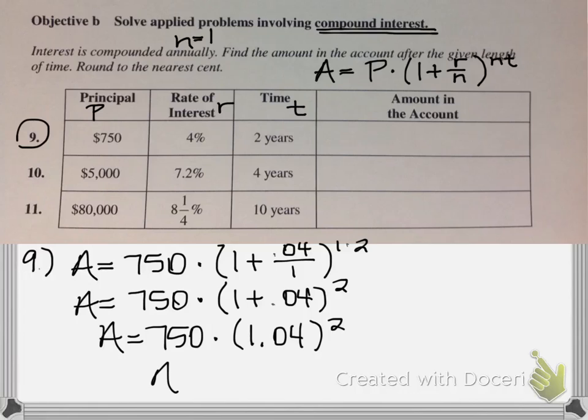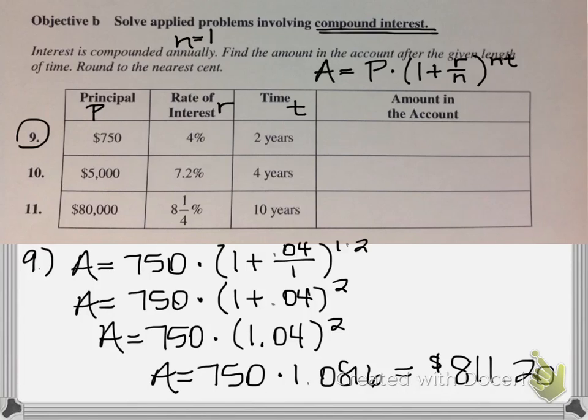And now when I put this in my calculator, I have to square my 1.04 first, which gives me 1.0816. So when I multiply that times 750, I get $811.20. And that would be the amount in the account. So that's the original principal, $750, plus the interest. So that is the total in the account, $811.20.